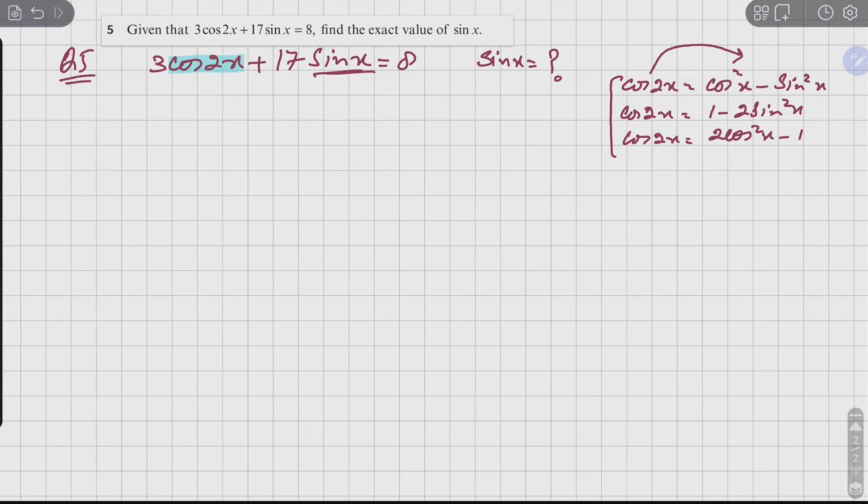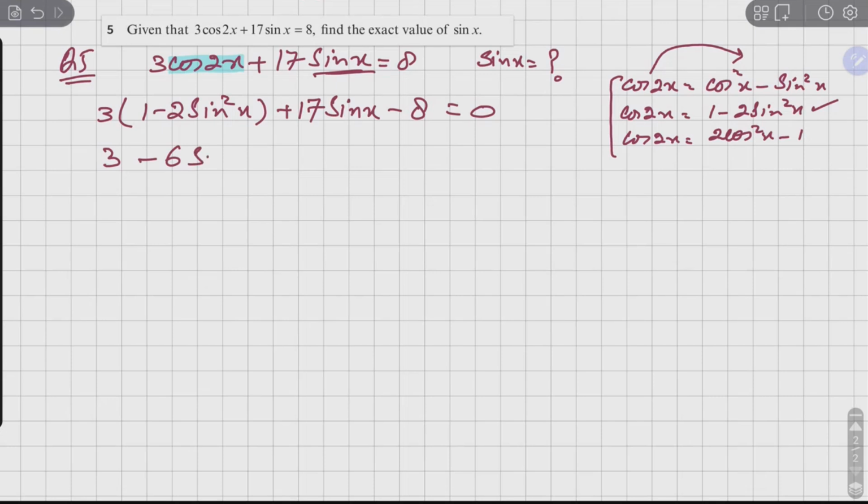It means whenever you convert this cos 2x, cos double angle, you'll get a term either sine or cos or both, that would be with the square. Okay, when it is with the square it becomes a quadratic, and for a quadratic we have to make the ratio the same. So out of all these three, we'll go for the second formula. The second formula is in the form of sine. It is 3 times 1 minus 2 sine square of x plus 17 sine of x. I'll make it equal to 0.